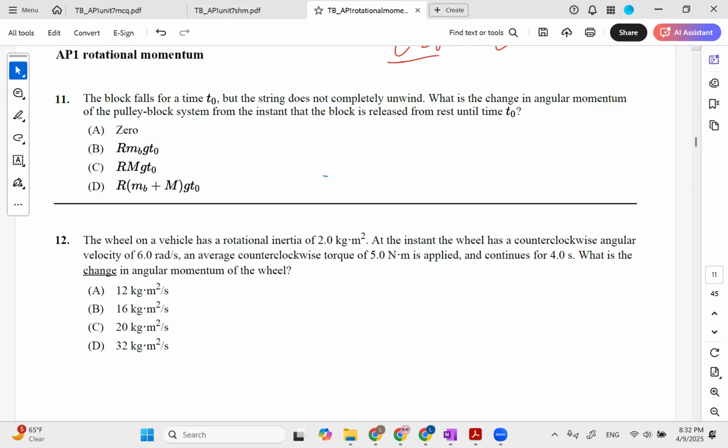You can download it. And then rotational momentum. Some of the packet, you will see there are duplicate questions.